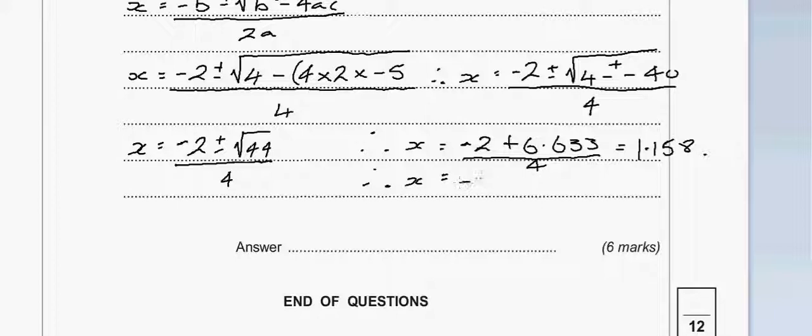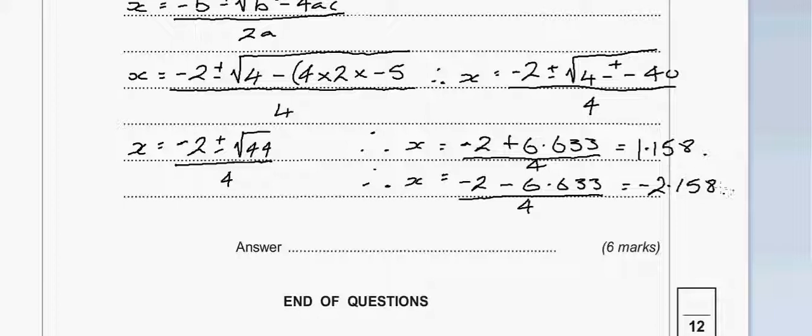Now here we have minus 2 minus 6.633. Okay, because that's still the root of 44. So again, we push this into our calculator, so we have minus 2 minus 6.633 equals, and we're going to divide this by 4, and that gives us minus 2.158. What are the chances of that?